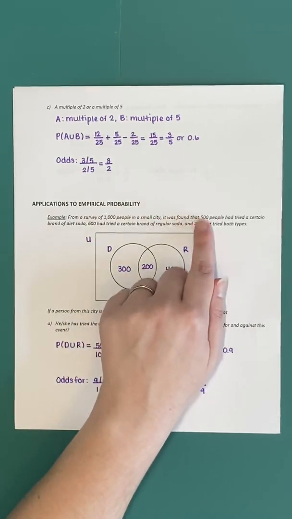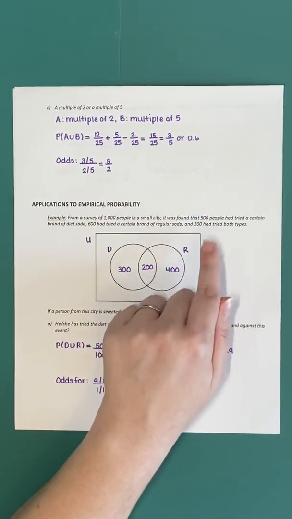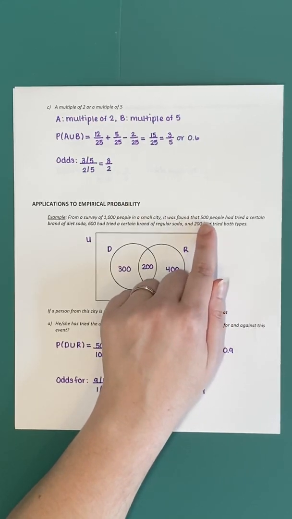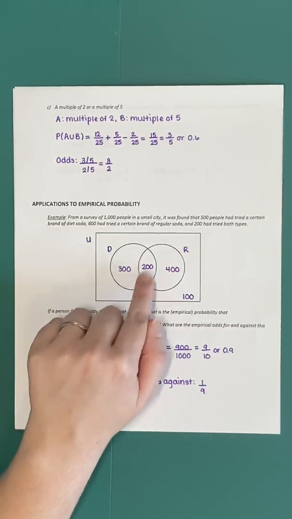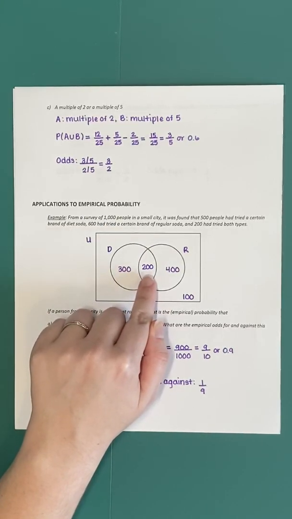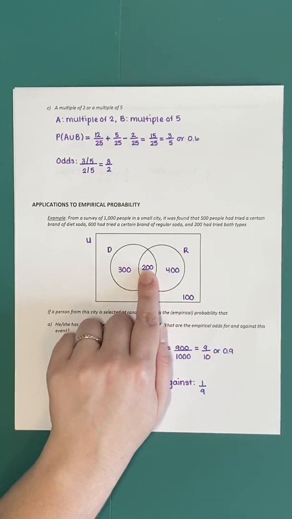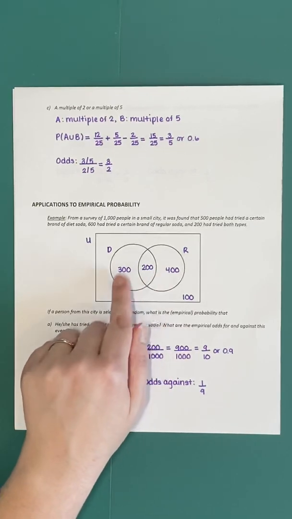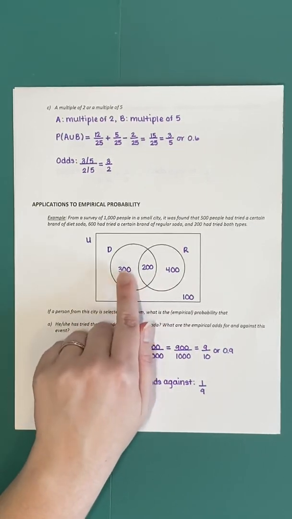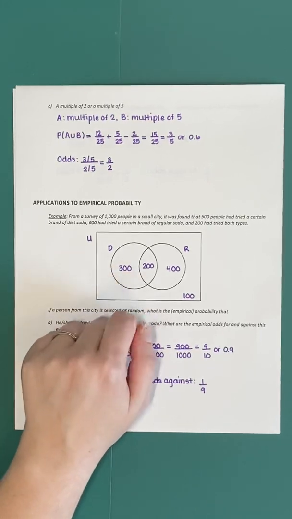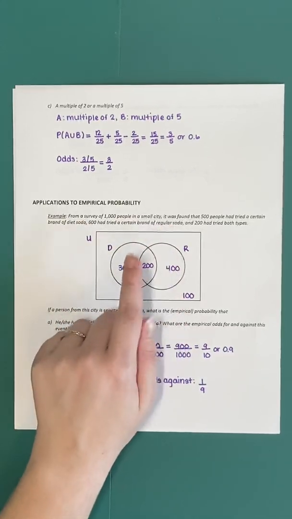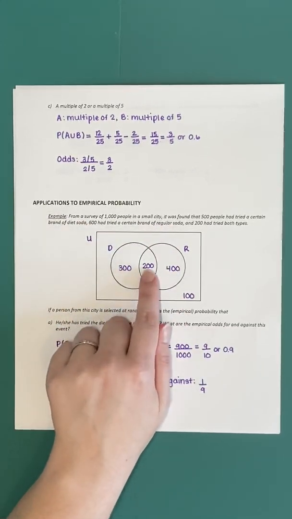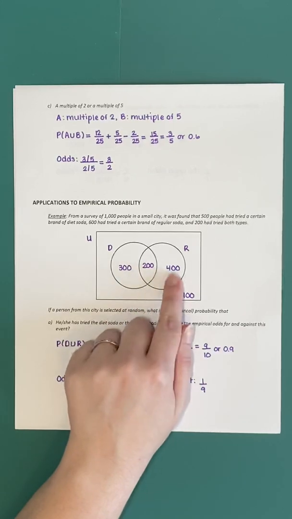Well, it says 500, and you have to infer that's in total. 500 people in total had tried the diet soda. So that means the diet circle should have 500 people in total. Well, 200 were already accounted for, so that means the other 300 were ones that only tried the diet soda but didn't try both. Now it says 600 tried the regular soda, so 600 in total. 200 were already accounted for, so the other 400 had only tried the regular soda.